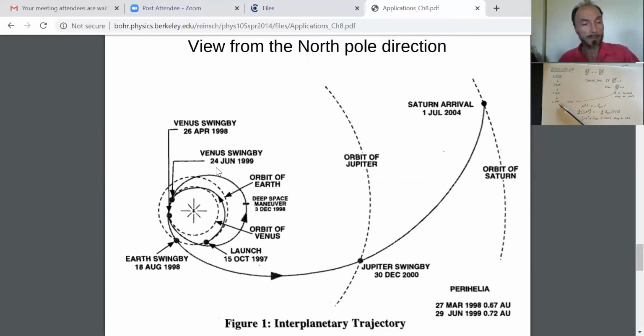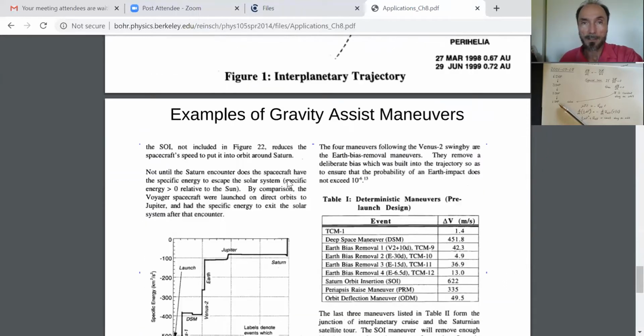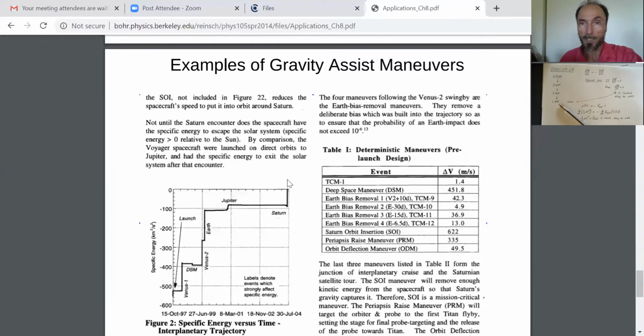What we want to talk about here, and we will see this stuff in chapter 8. The horizontal axis on this diagram is the time, and vertically, the specific energy. The specific energy means the energy divided by the mass. So the units are kilometers squared per second squared. We're negative here because for bound orbits, it's a negative number.